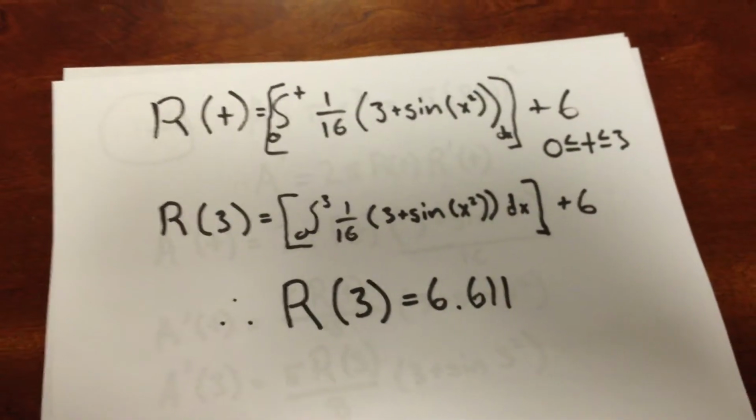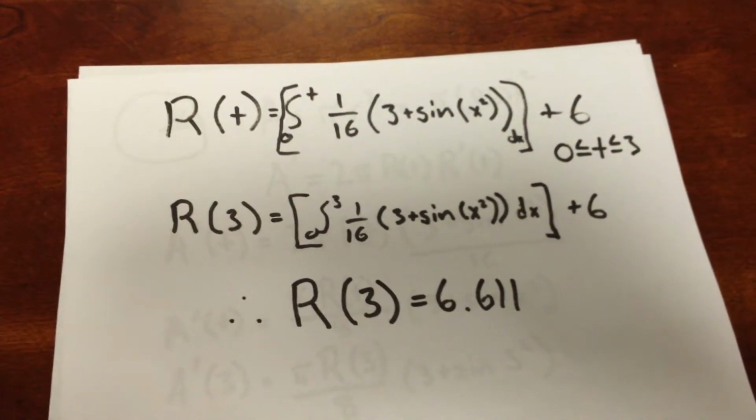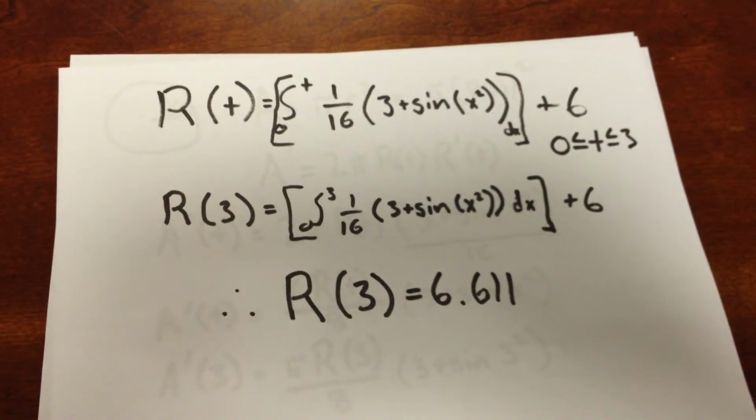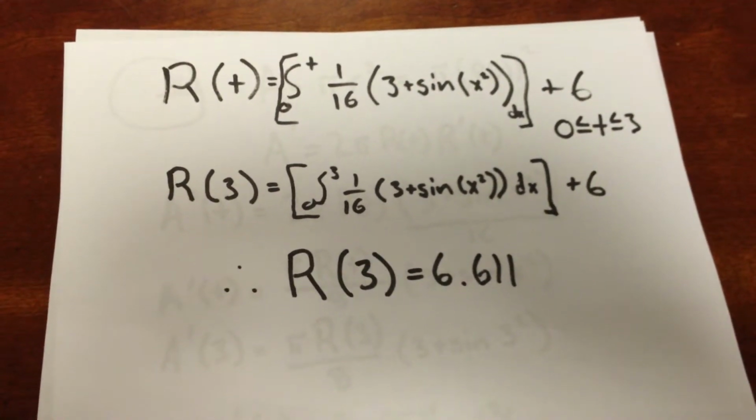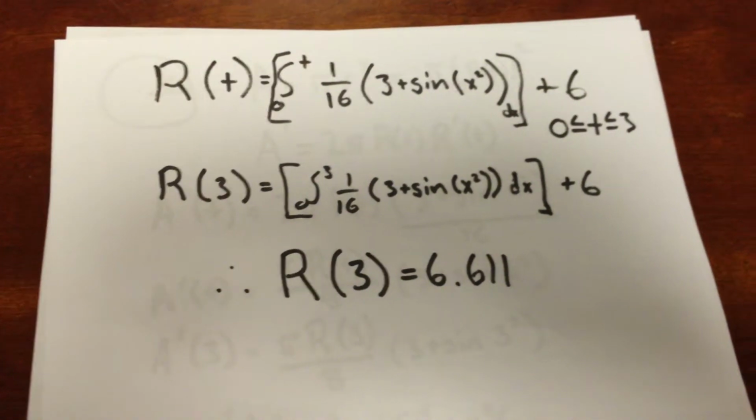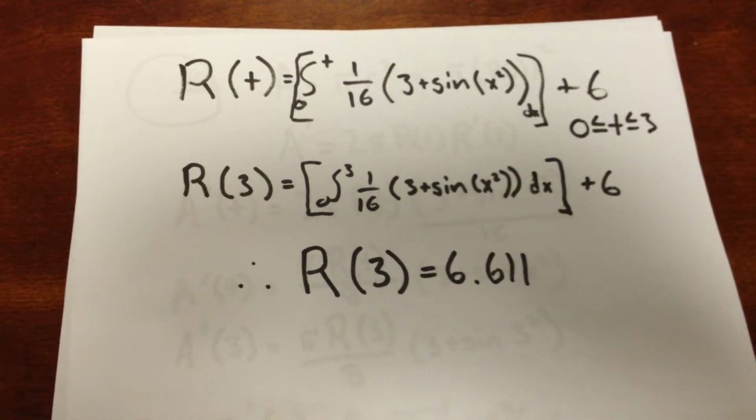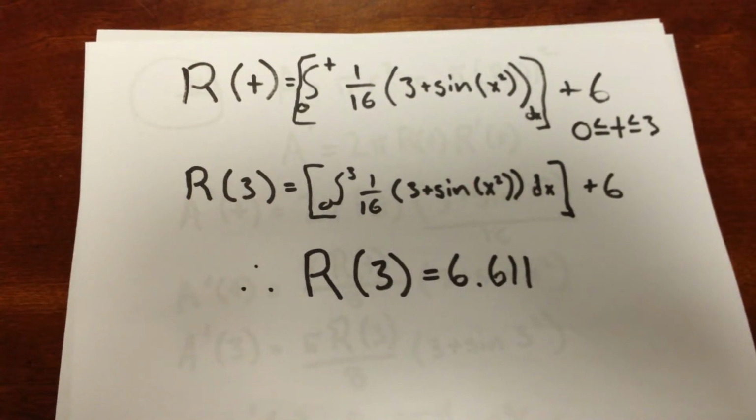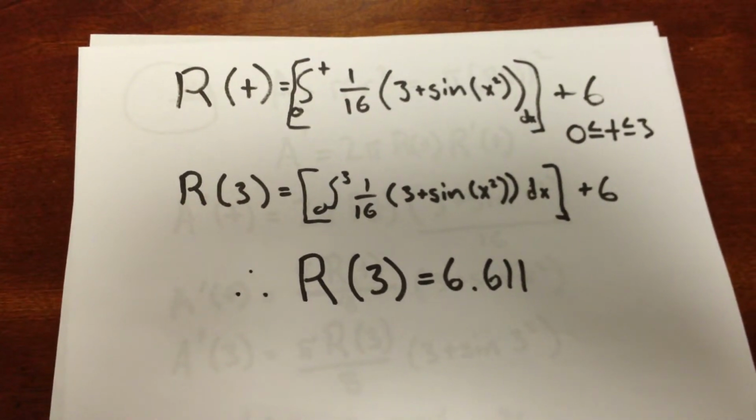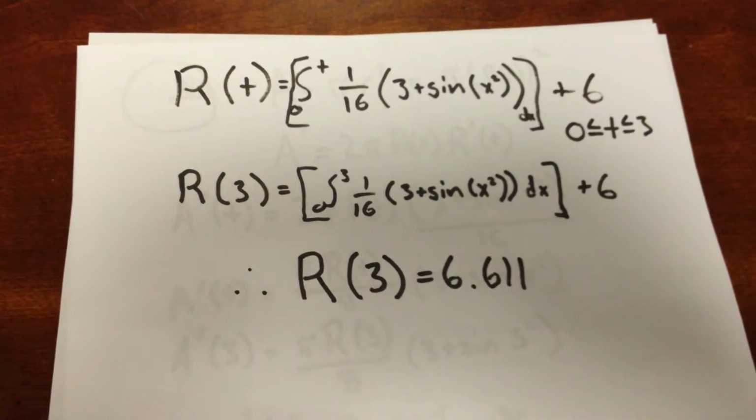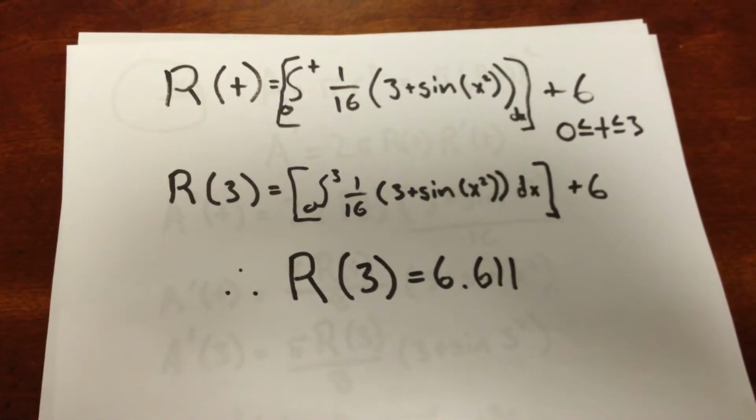Alright, first things first. In order to find an expression for r of t, we find the integral from 0 to t of the radius growth rate function, and we add our initial value, which is 6. And so from there, when we want to find r of 3, we plug 3 in for t, and we find that r of 3 is equal to 6.611 inches.